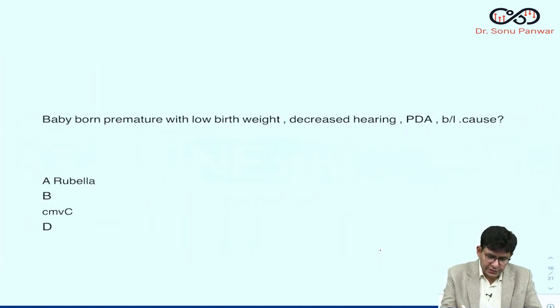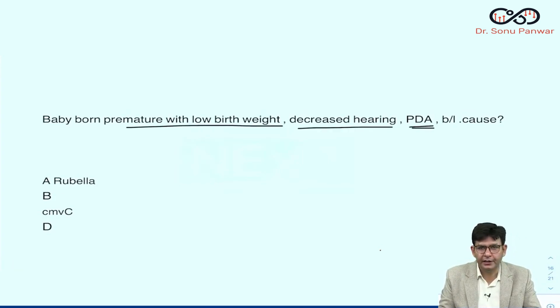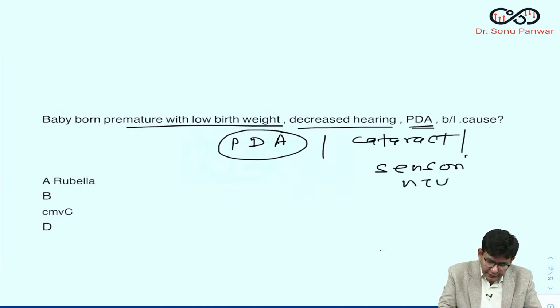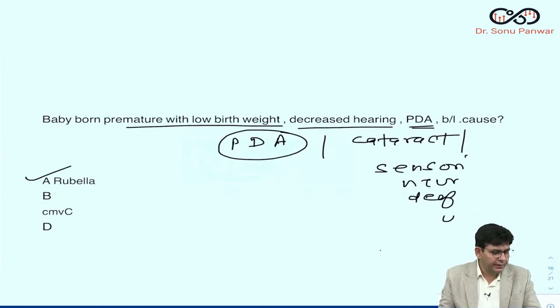Now, this you already know, that this was given of PDA, there was decreased hearing, premature with low birth weight, and all those features of congenital rubella syndrome, that is PDA, and cataract and sensorineural deafness. If they were given in the question, we are talking about what? We are talking about rubella. Okay, we are talking about what? Rubella. Very right, Adarsh. Very right.